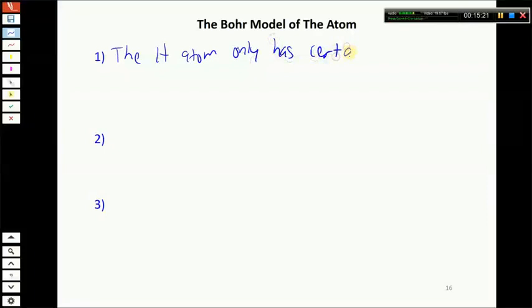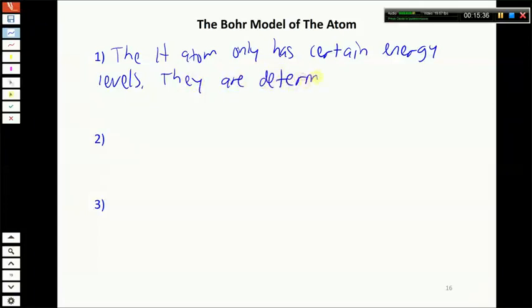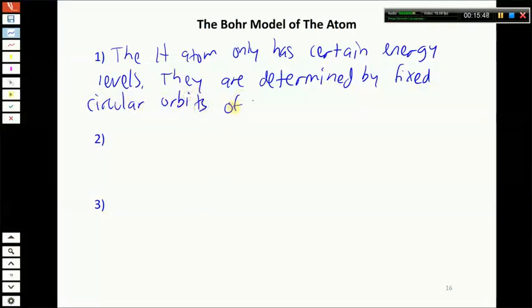So again, it's this idea that energy levels are quantized, they're not continuous. And these energy levels are determined by fixed circular orbits. His proposal was that the electrons are orbiting around the nucleus in fixed circular orbits. But the key point here was that they can't just be any distance from the nucleus. There are only fixed values that are allowed.